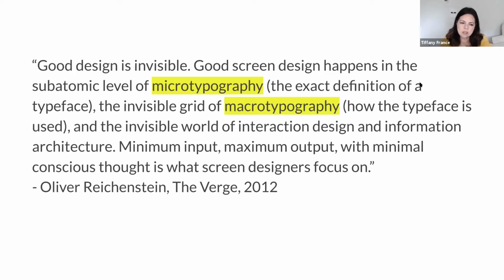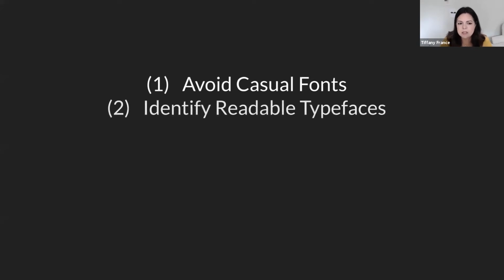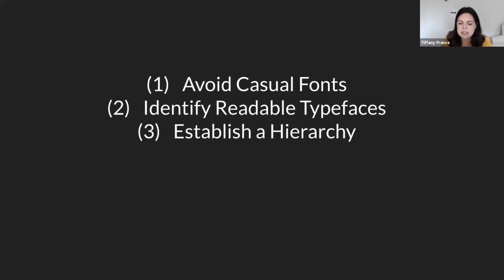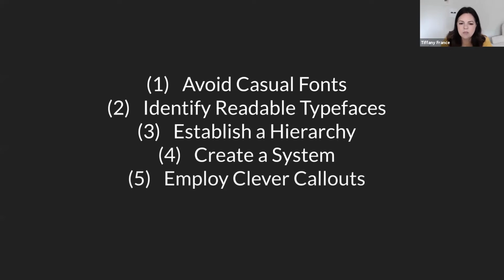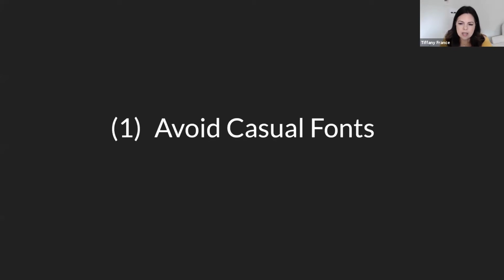So we're going to focus on two tips for micro typography and three tips for macro typography. I've separated this into five tips. The first tip is avoiding casual fonts. The second is identifying readable typefaces. The third is establishing a hierarchy. The fourth, create a system. And the fifth, employing clever callouts. Okay, so let's start with avoiding casual fonts.